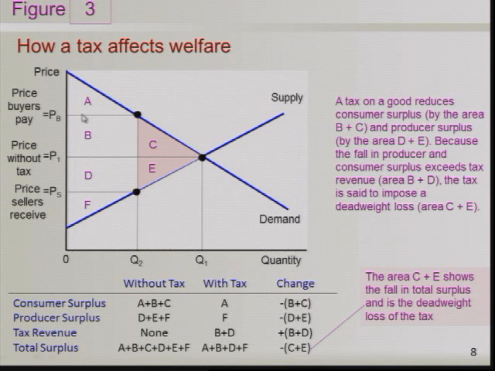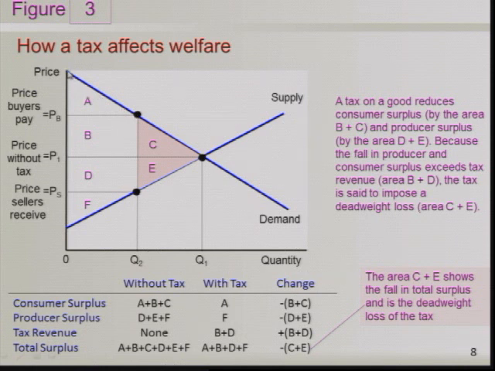The new consumer surplus is going to be only A. Remember, it's the area below demand and above the price. And this is the price that buyers are going to have to pay after the shift, after what's happened in Chapter 6. So here was old consumer surplus, A, B, and C. Now new consumer surplus after the tax is just A.